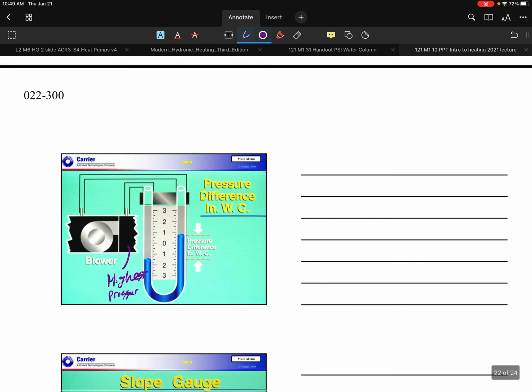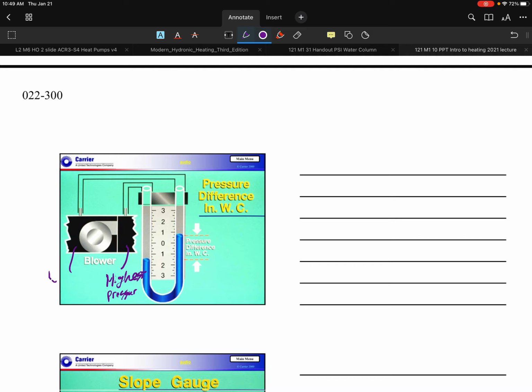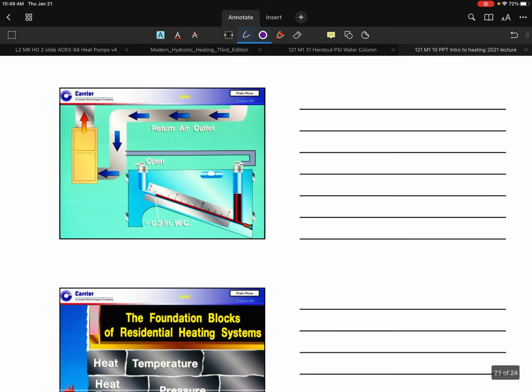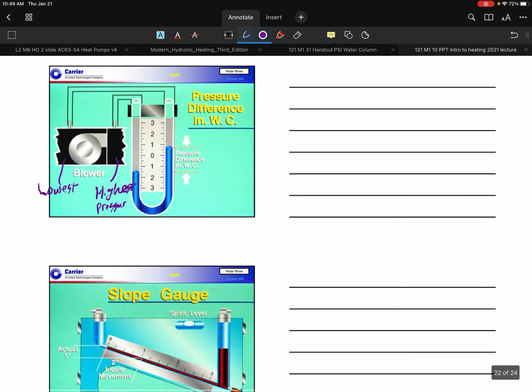My screen is wanting to get crazy with me here. Highest pressures, and this will definitely be that's going to be the lowest pressure. And that will be the lowest pressure. Highest pressure and lowest pressure.